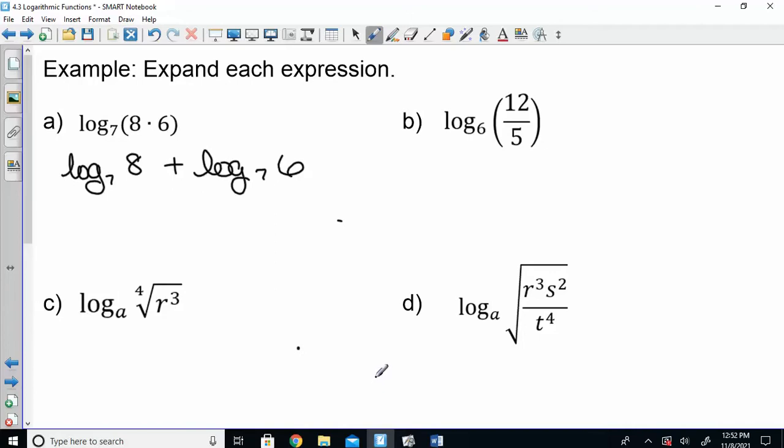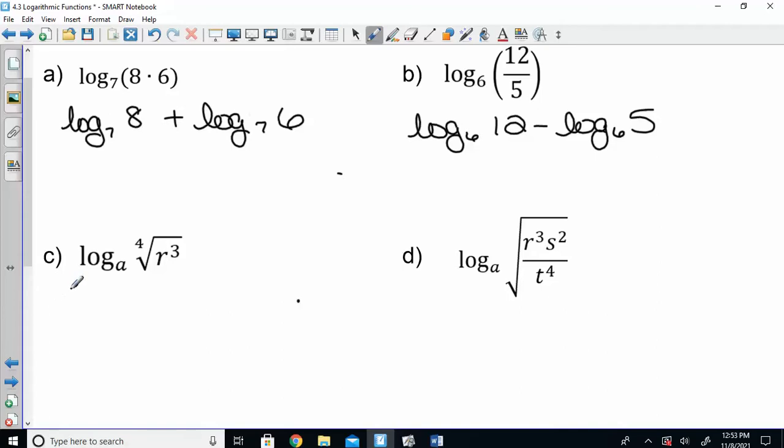So on B, you have log base 6 of 12 divided by 5. What do you do? Log base 6 of 12 minus log base 6 of 5. Again, we can flip order on these, but you just have to make sure the one that was on the bottom is what has the negative in front of it.